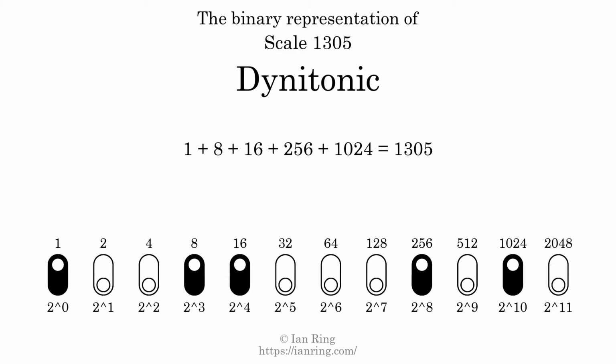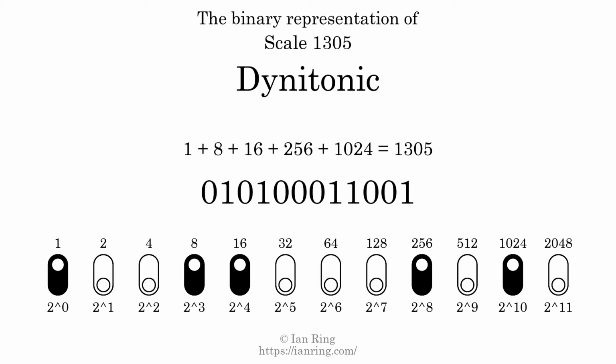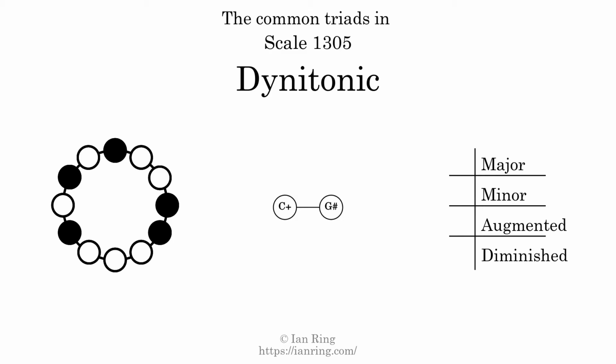1305. The scale number not only enumerates the scale with a unique index, but it also literally describes the tonal content of the scale. Represented as a binary number in base 2, the scale number is 010100011001. Here are the common triads present in this scale.